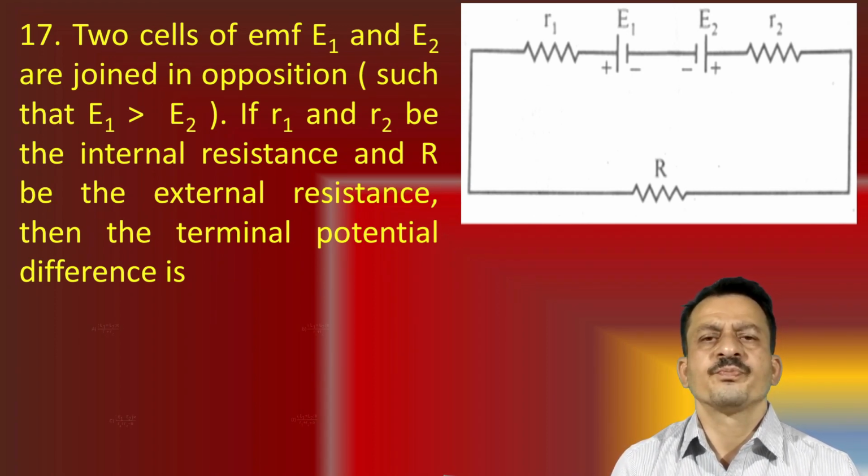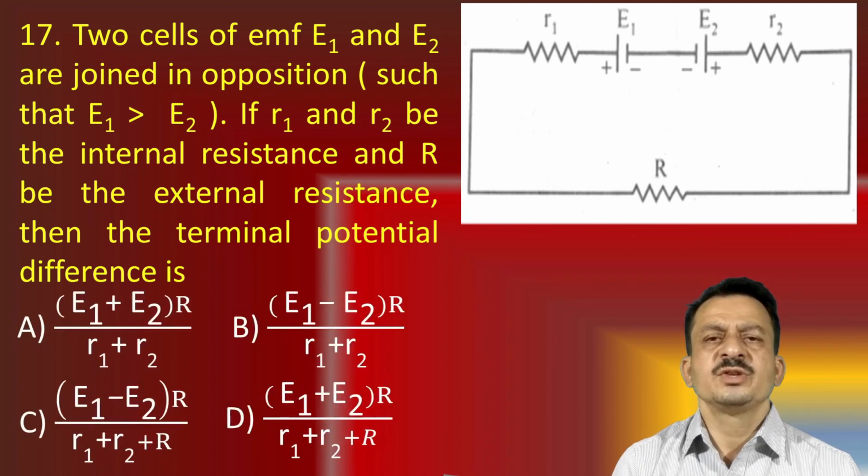Now options: A E1 plus E2 into capital R divided by R1 plus R2, B E1 minus E2 into capital R divided by R1 plus R2, C E1 minus E2 into capital R divided by R1 plus R2 plus R, and D E1 plus E2 into capital R divided by R1 plus R2 plus capital R.